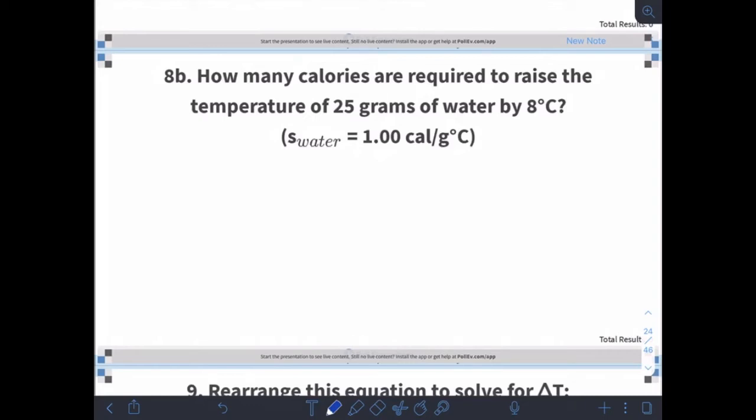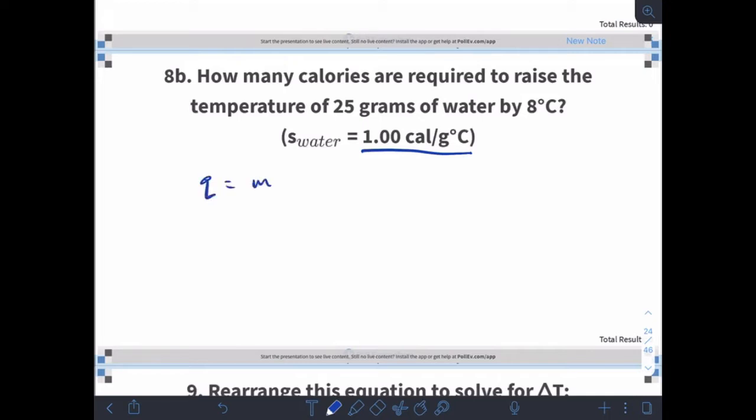Question 8b is basically asking the same question that 8a did, but in this case we are asking about calories instead of joules. So the specific heat of water, 1 calorie per gram degrees C, is simply a different unit of energy. In the previous version we had joules per gram degrees C. Here we have calories per gram degrees C. But it's still S, so we're going to approach the problem the same way.